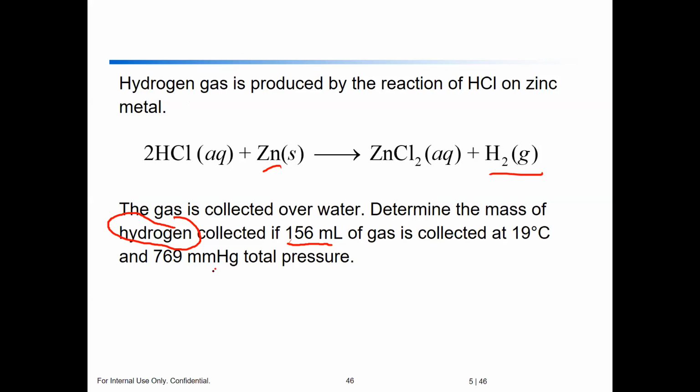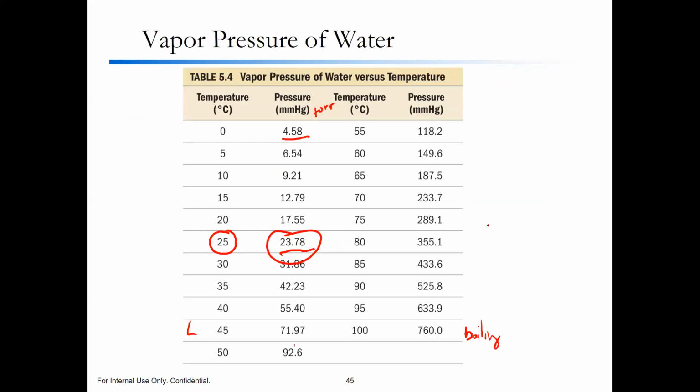Well, we know the total pressure. Right? Total pressure equals the pressure of H2 gas plus the pressure of my H2O. Do I know the pressure of the water? Yeah, I just go to my table here. Well, it doesn't have 19, but it has 20. So what's my pressure? It's going to be a little less than this number, about 17.55. It might be a little bit lower based on this table.